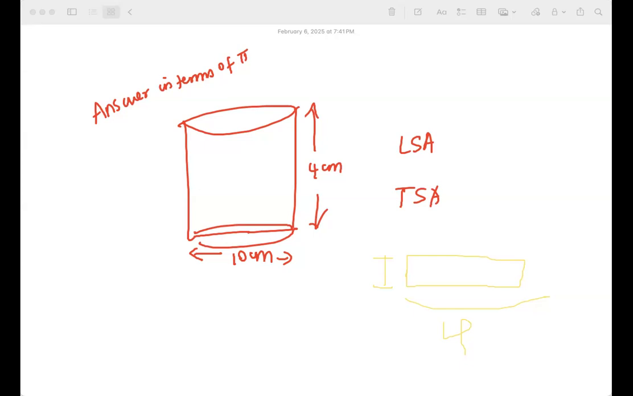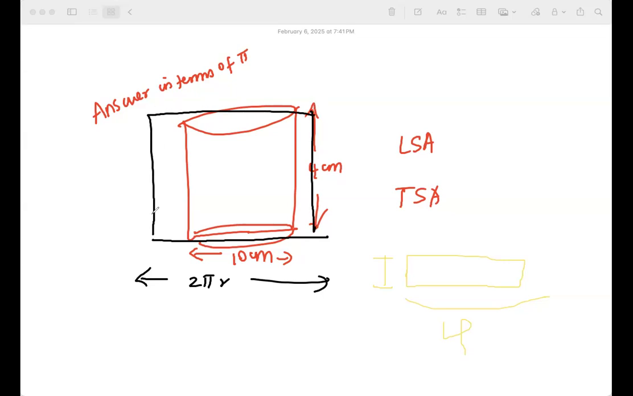Wait, so the height is 4, but when you unwrap it, would the length be 10? You are unwrapping only this. So that becomes 2 pi r. This stays the same height. Now that becomes a rectangle. You get it?